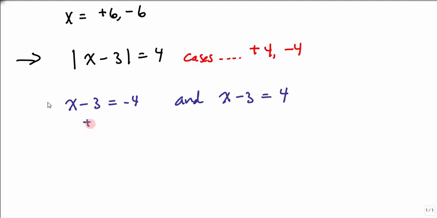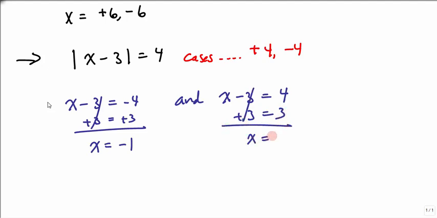So I solve each of these. I add 3 to both sides. Here I get x is equal to negative 4 plus 3, which is negative 1. Over here, I'll add 3 to both sides, and I get x equals 7.